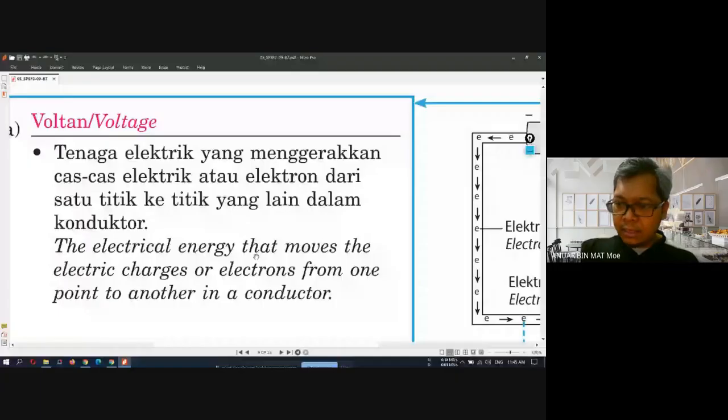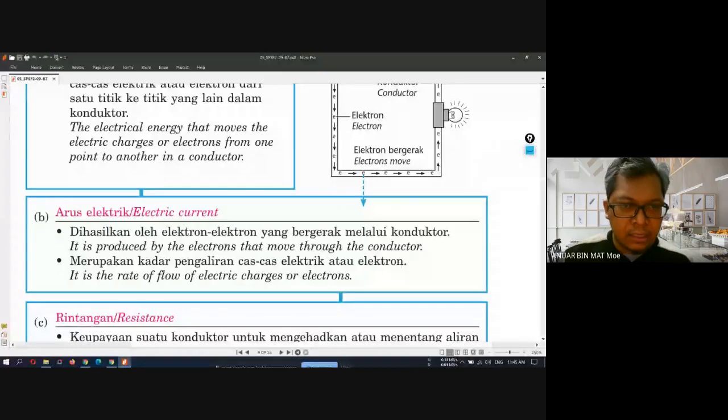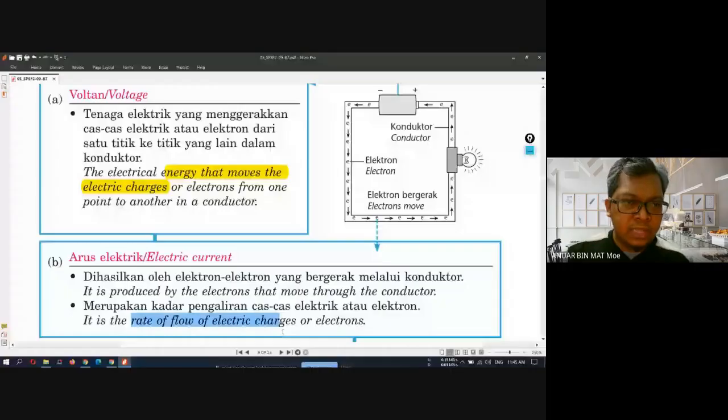Okay, so what is current? Electric current is the rate of flow of electrical charges or electrons. The rate of flow of charge, we call it electric current. Can you understand the difference between voltage and current? Again, what is voltage? Voltage is the energy that moves the electric charges, and the current is the rate of flow of electrical charges. This is the difference between voltage and electric current.